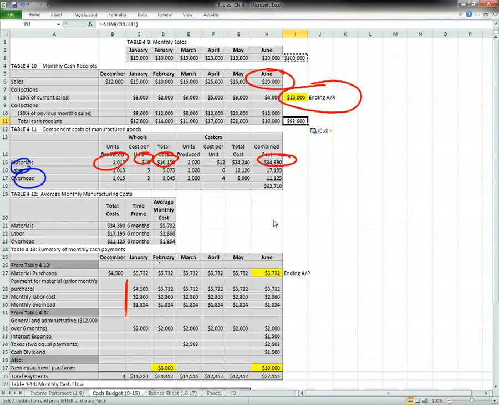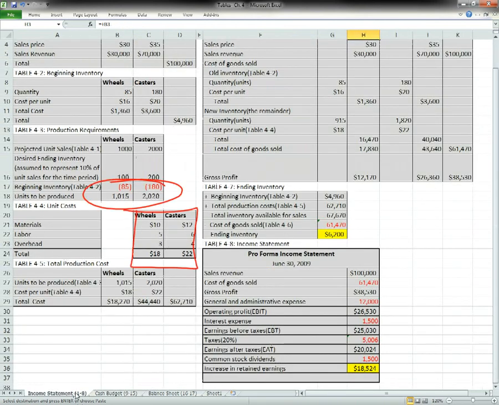In addition, if we go back to our income statement, we also had some general administrative expenses incurred over that 6-month period. We'll assume that we just simply divide those by 6 to get the monthly amount. We had interest expense. We're going to assume that's paid at the end of the month. Taxes, we'll assume that's paid at 2 different times during the 6-month period, I guess every 3 months. And common stock dividends we'll assume is paid at the end, just like interest is.